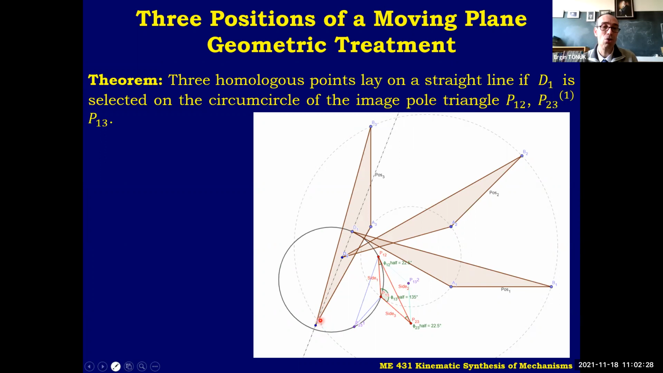Or you may draw the circumcircle of the image pole triangle, say position number 2. You can select any point, say F2 there. Its first and third positions will be on a straight line with position number 2. So that theorem is also very important. Any questions on this?